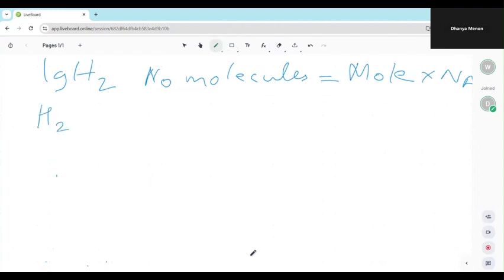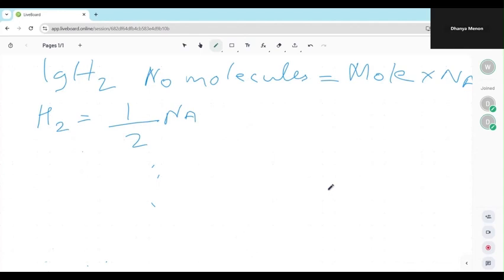So how do you find the moles for hydrogen? Molar mass is 1, but there are 2 atoms, so we need to multiply with 2. So moles is mass over molar mass. So this is the number of molecules for hydrogen. Let's find out for the rest of it.